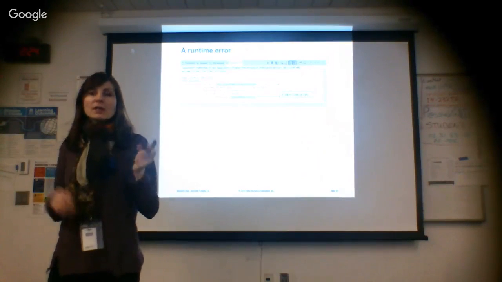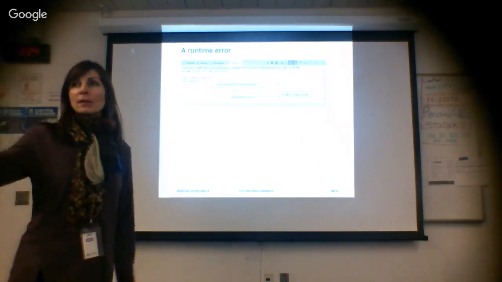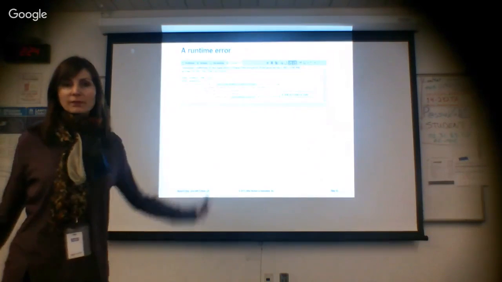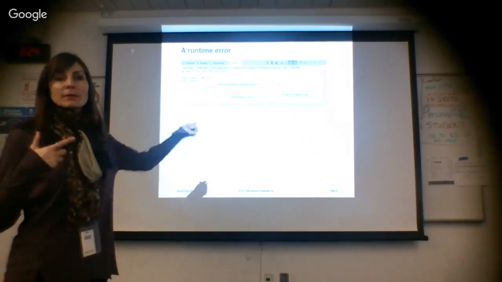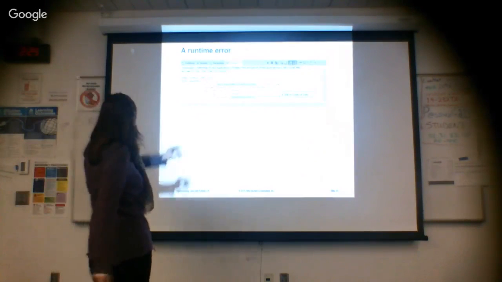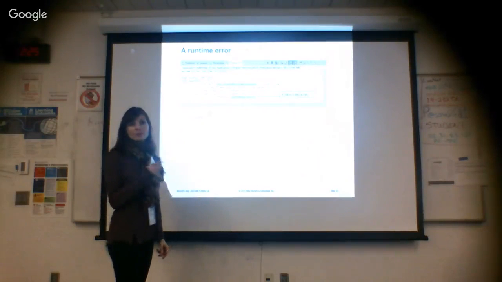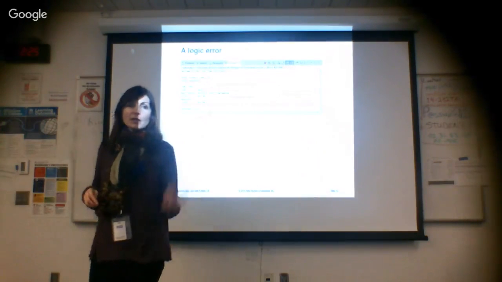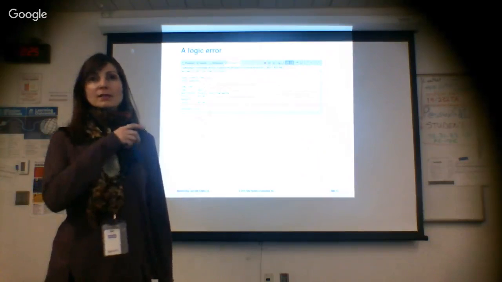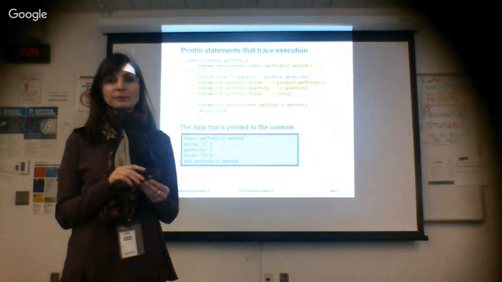So this is what happens if you get a runtime error. You'll be able to compile, your code will run, but then you get an error such as this one. And more specifically, this type of error is an exception. More on exceptions later. And we already discussed an example of a logic error.